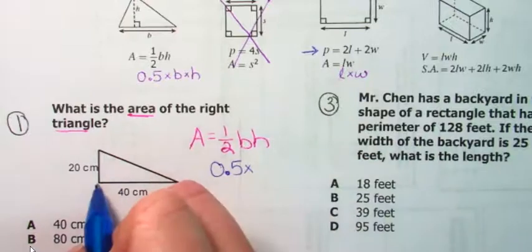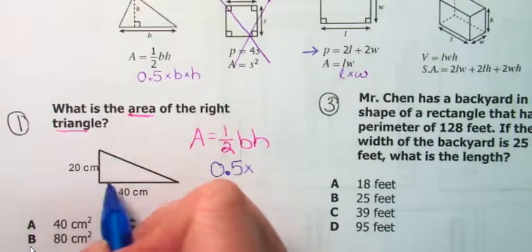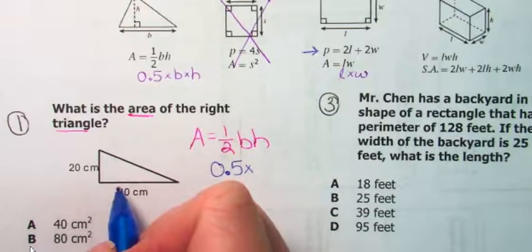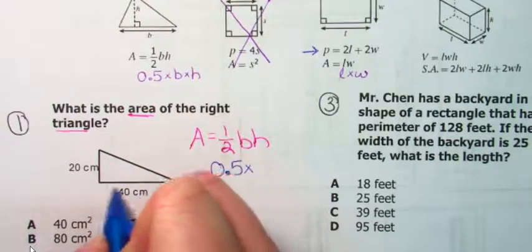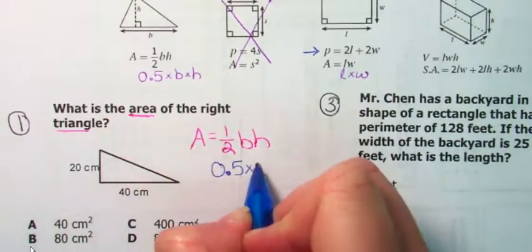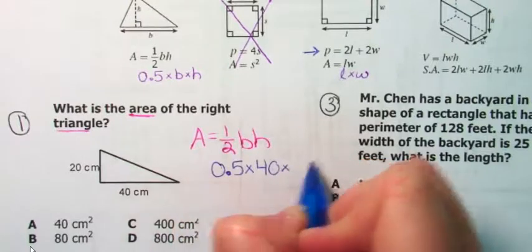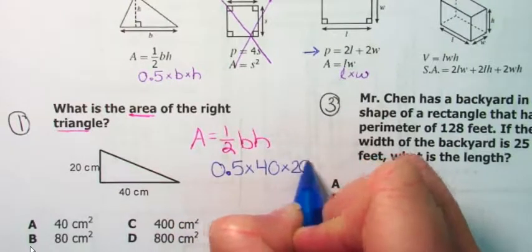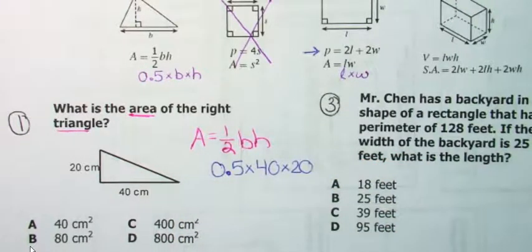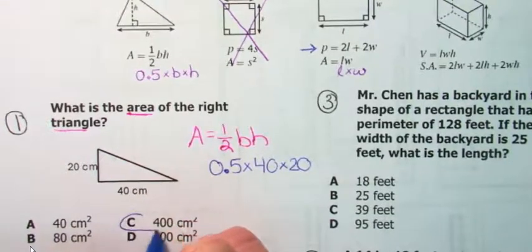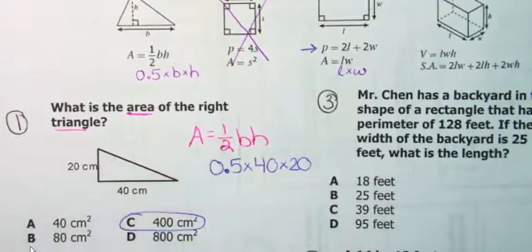Times my base. Now, guys, I'll be honest, if you get these backwards, it's not the end of the world. You will get the same answer. But I usually use the longer bottom one as my base. Times my height. So now that I've done my substitution, I can plug this in the calculator: 0.5 times 40 times 20. And if you do that, you would get C, 400 centimeters squared.